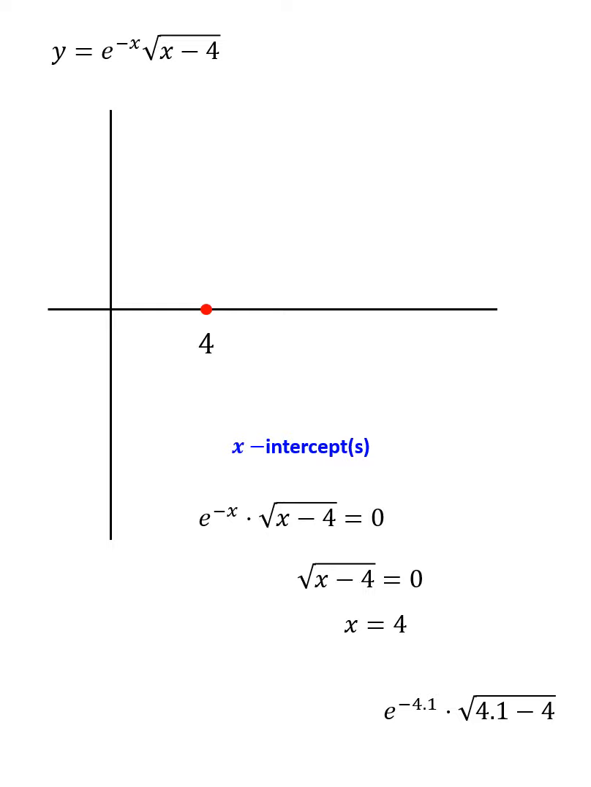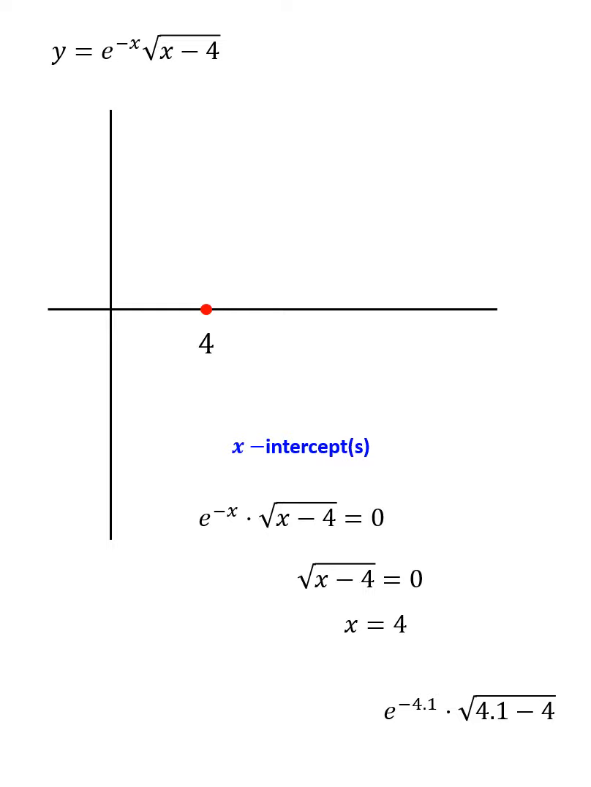So let's examine what happens to the right of 4, say at 4.1. The quantity you see in the lower right corner of your screen is a positive number. How do I know that? Well, first of all, the radical is positive. 4.1 minus 4 is a positive number, and the radical of a positive number is a positive number. But also, e to the negative 4.1 is also a positive number, because exponential functions are always positive.